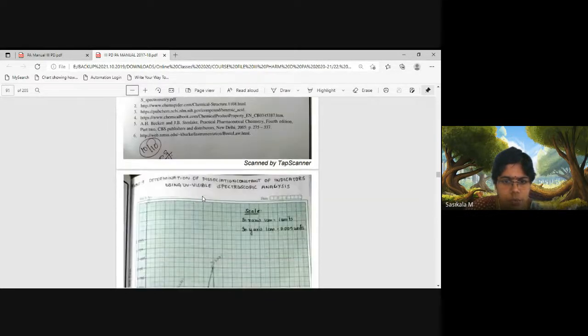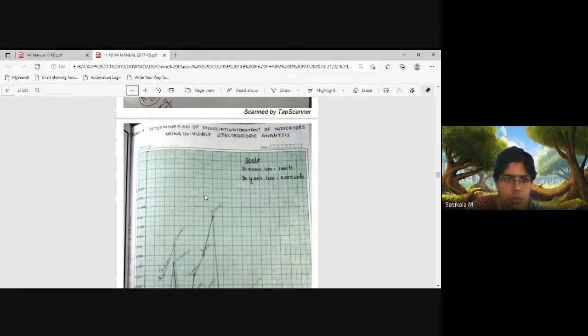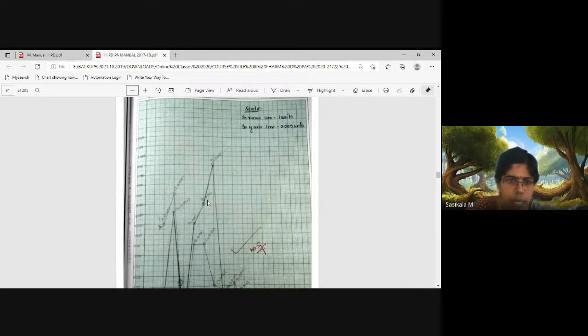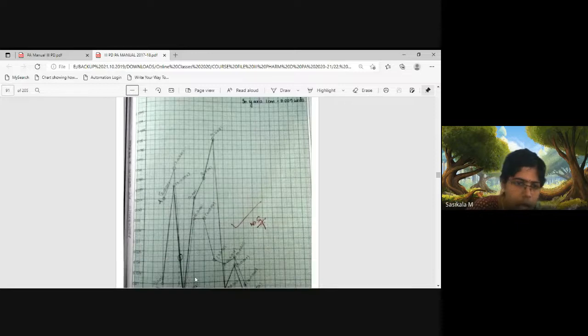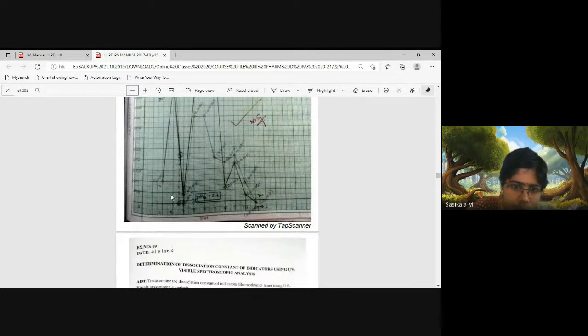This is the graph for that analysis. You have to write the experiment number and date. Then the title: determination of dissociation constant of indicators using UV visible spectroscopy. Then write the scale and everything as she has written. In the y-axis, absorbance at 430 nanometer and 555 nanometer, as we have already discussed in the procedure. In the x-axis, we need to plot pH.